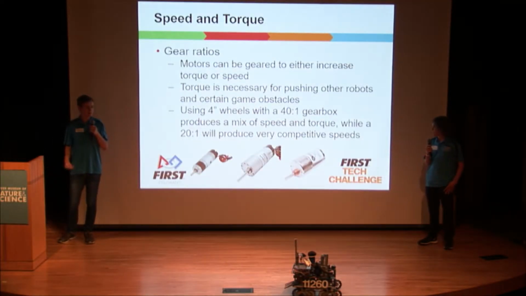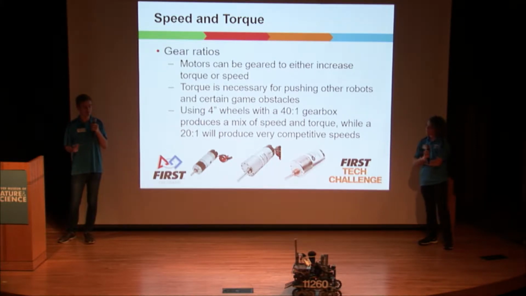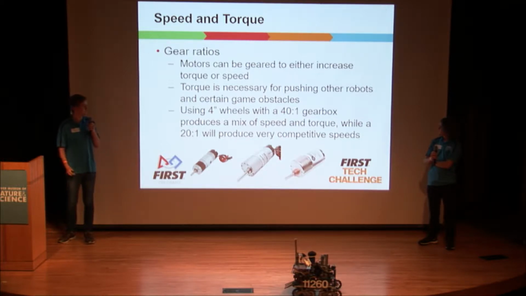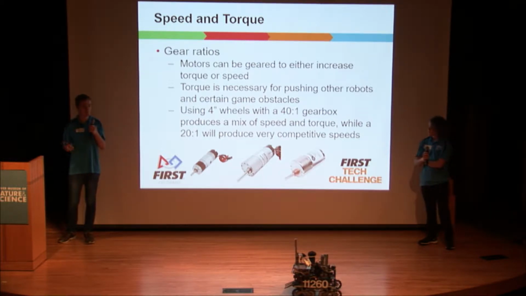All right. The last thing to think about when you're deciding how your chassis is going to function is whether you're going to choose speed or torque, and those are two inverses. So if you gear your motors to perform at a high speed, they'll have less torque. High torque will have less speed. And torque is the amount of pushing power that the motors have.